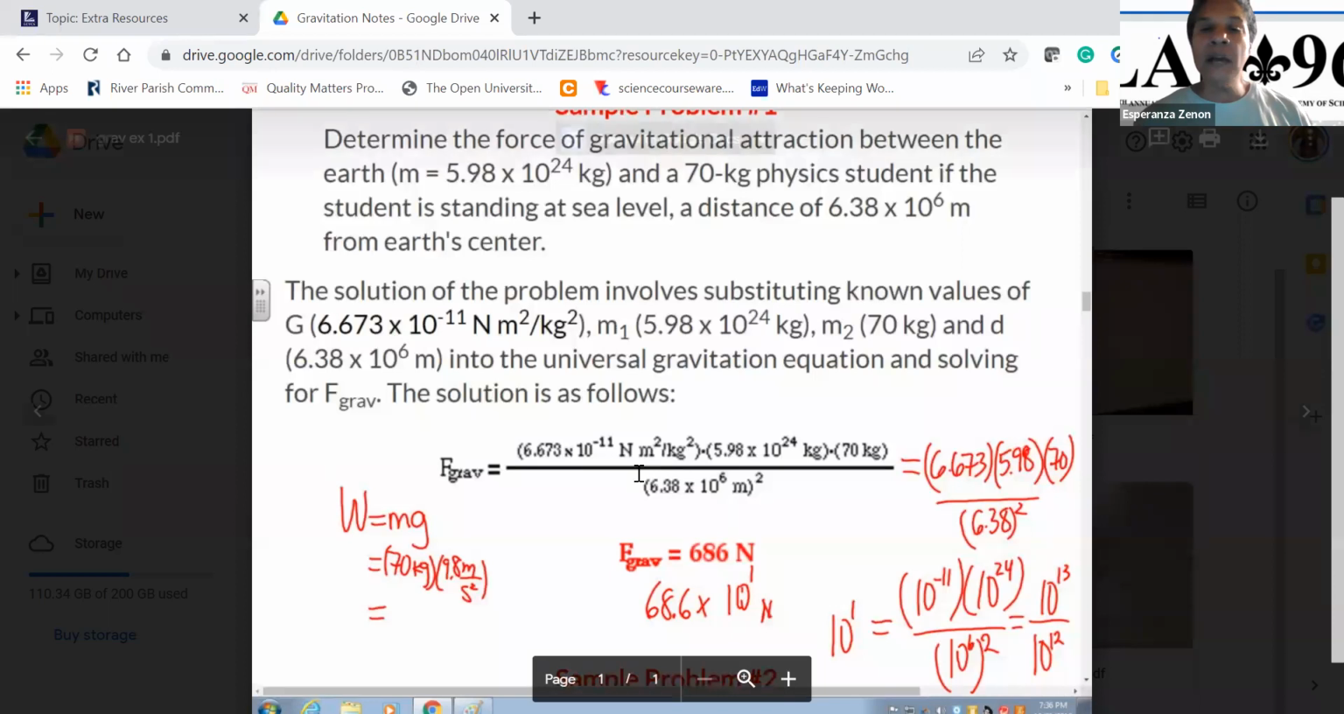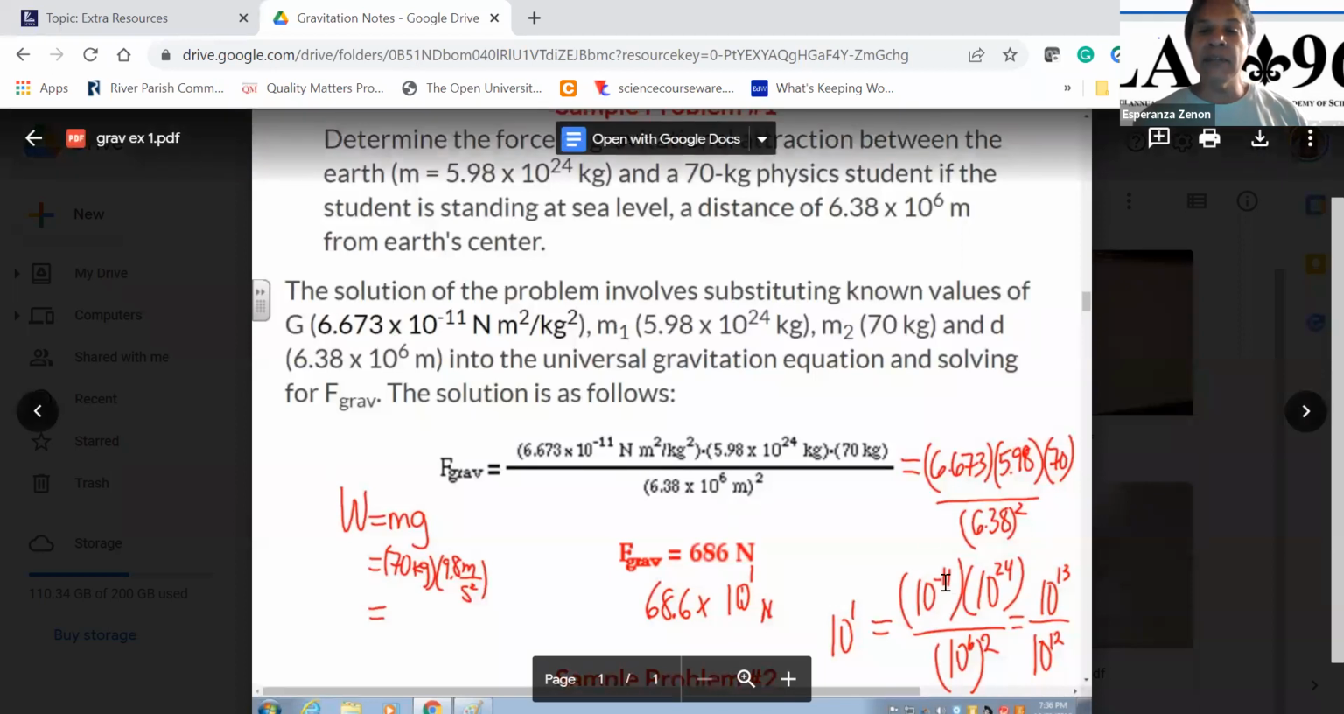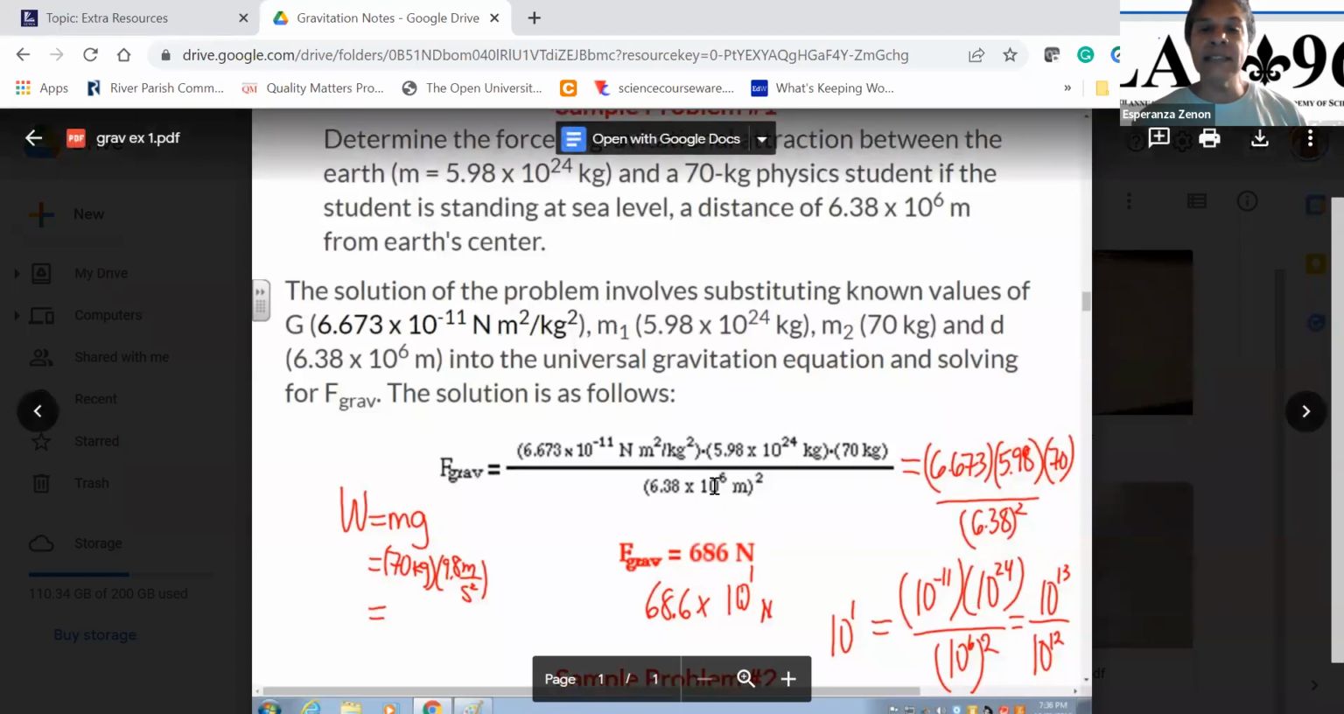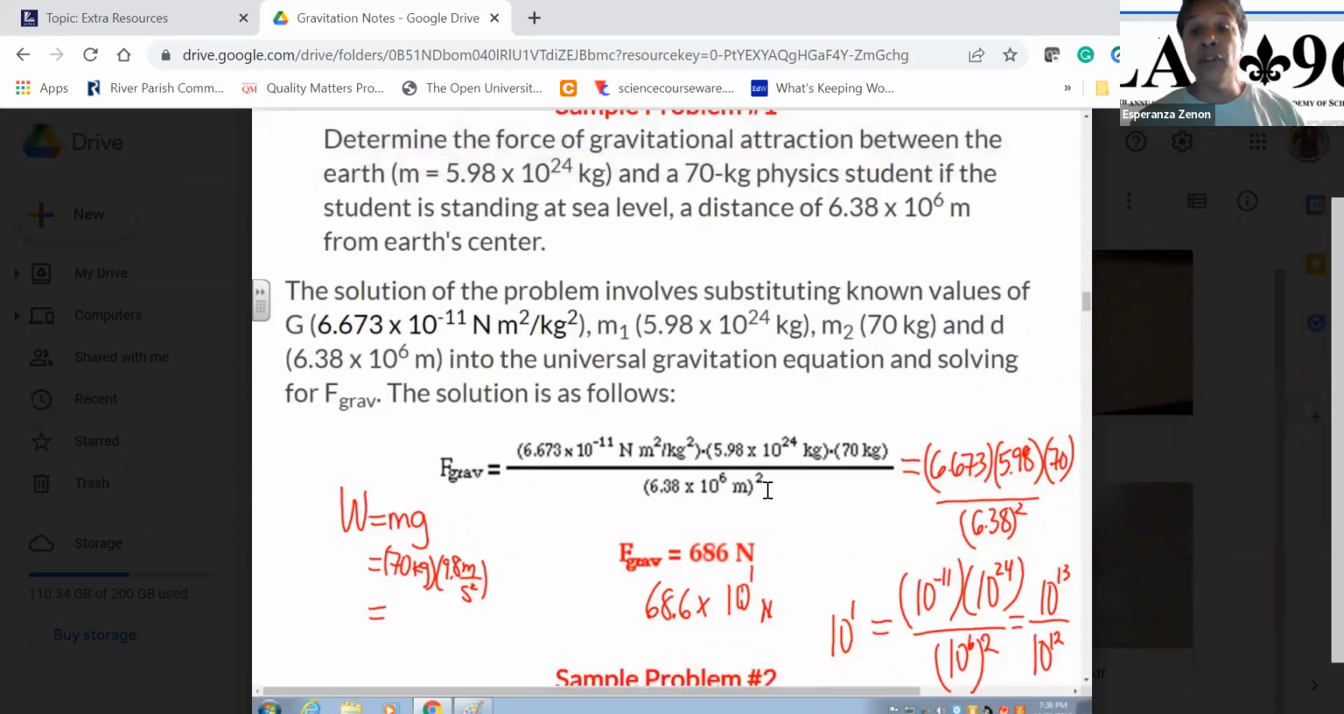So in the top, I have 10 to the negative 11. I have positive 10 to the 24, okay? On the bottom, I have 10 to the 6, and I'm squaring it because the number has to get squared and the exponent. And actually, the unit is getting squared too, but we know we're finding force, so we don't have to worry about that because everything's going to cancel out, and all you're going to be left with is newtons, right? Okay, so now let's work out the exponent.